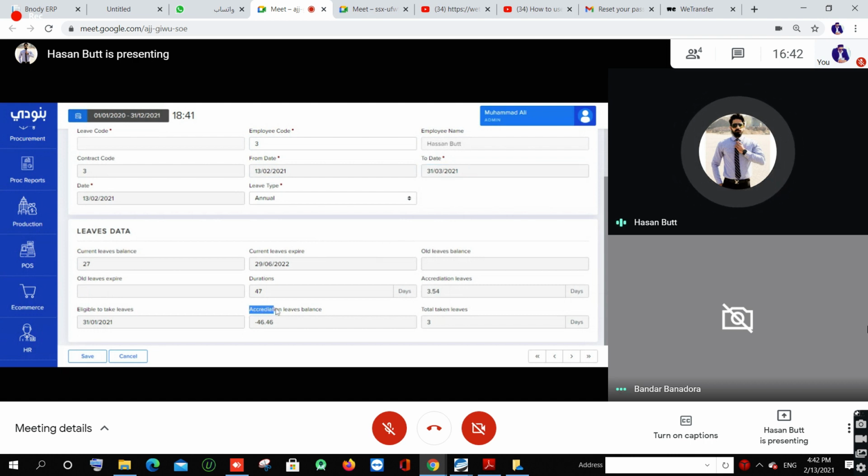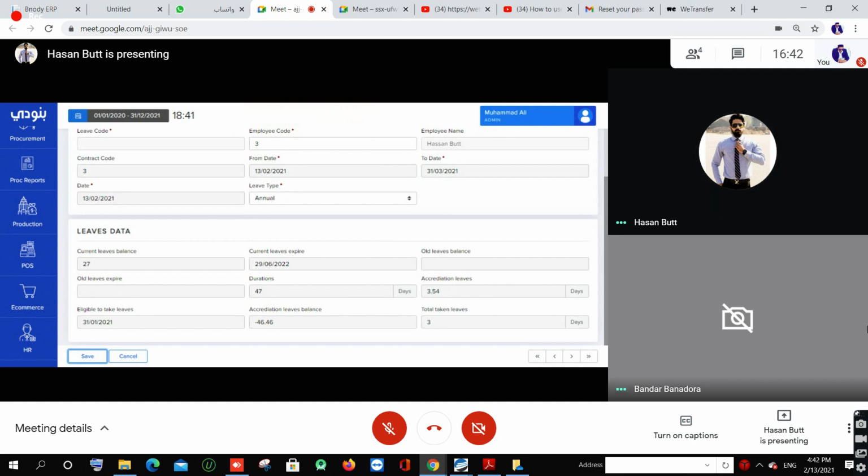This is the accreditation leave balance, minus 46.45. It means that if he comes regularly for 46.45 days, for 8 hours, he will not be paid. But why does the system allow that? Vacation cannot be more than the balance. As well, we have the notice. Right, very good. If it is in minus, like 1 minus or 2 minus, it means he is going into minus of the leave days. He is getting more leaves than he is entitled to.